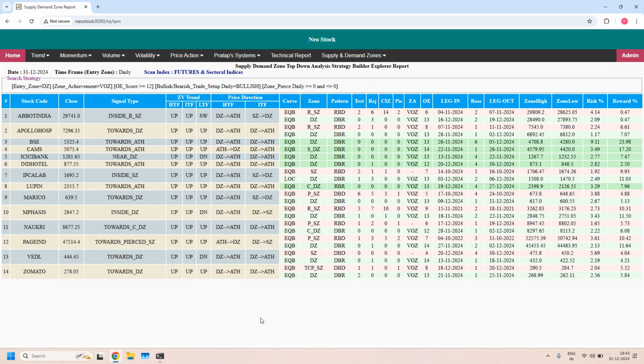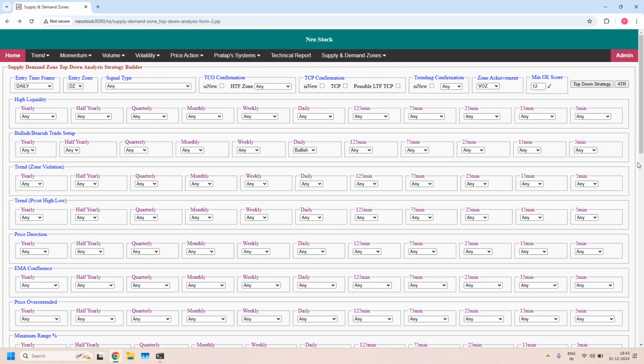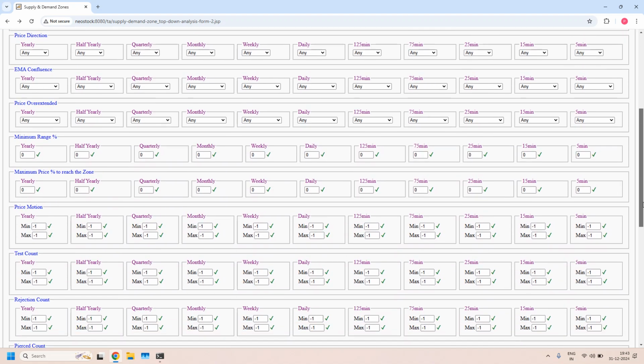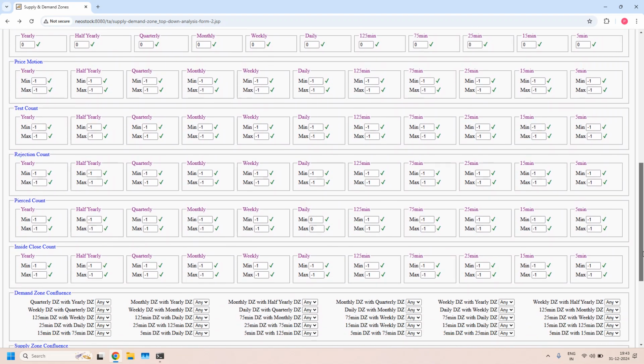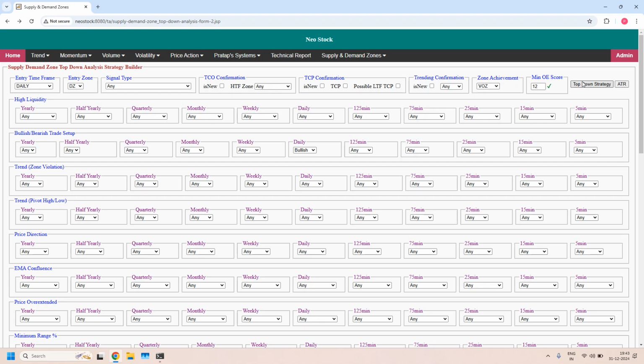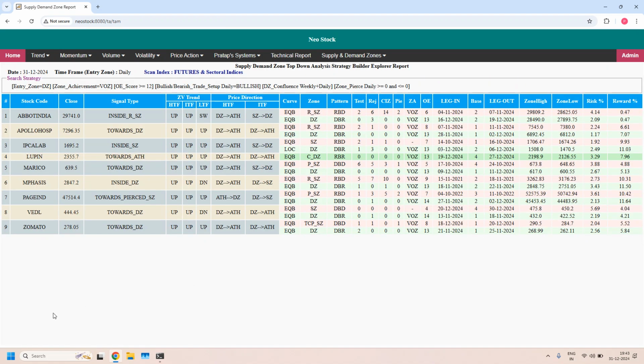So the first filter is based on LTF and ITF demand zone confluence. So let us add that filter for those 14 stocks, LTF and ITF, that is a daily and weekly demand zone confluence. So with this filter, out of 14, we got 9 stocks. In all these 9 stocks, these daily demand zones are part of the weekly demand zone. At the same time, weekly trend, the ITF trend, is also uptrend in all these stocks. And daily is part of the weekly trend which is uptrend.